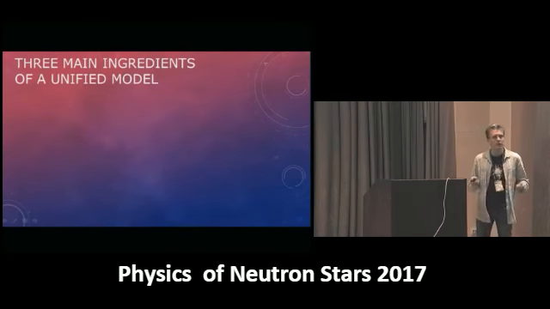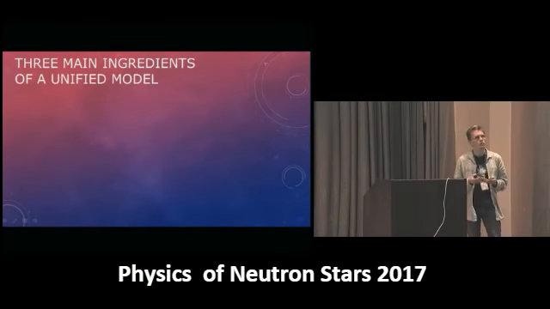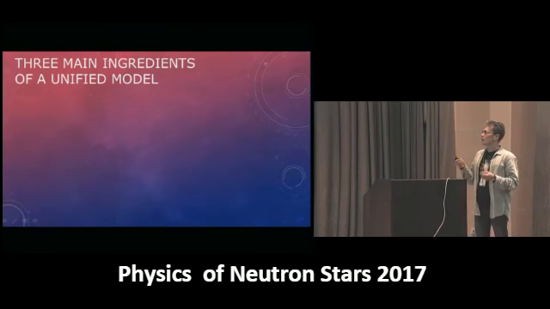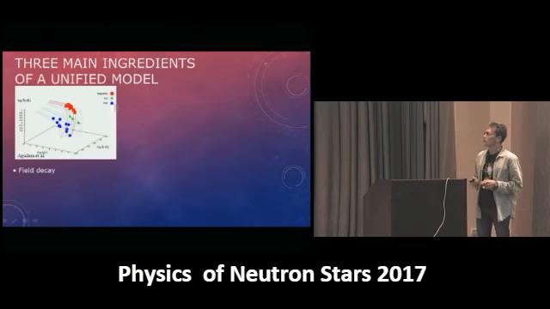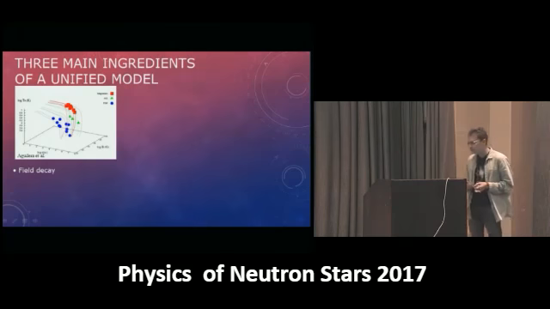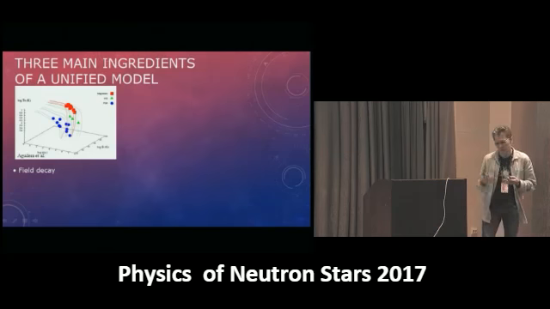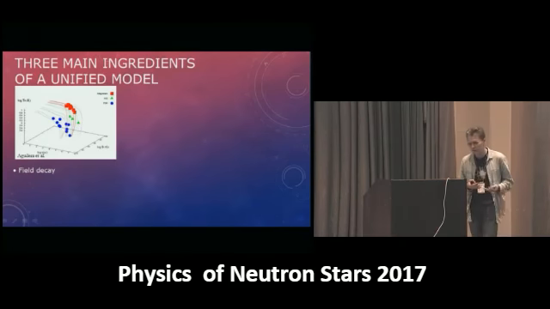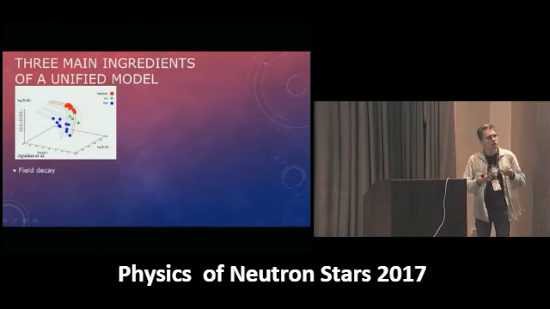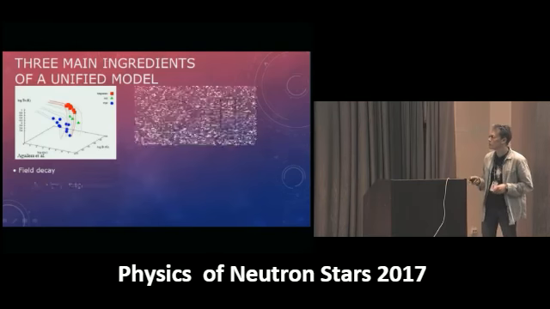So three main ingredients of such a unified model, which hopefully can explain everything. They are all related to the field. The first is, of course, the field decay. It does not only explain the evolution of magnetars, which are definitely living on magnetic field energy, but it also helps to explain, for example, X-ray dim isolated neutron stars, this Magnificent Seven, which are most probably remnants of magnetars.